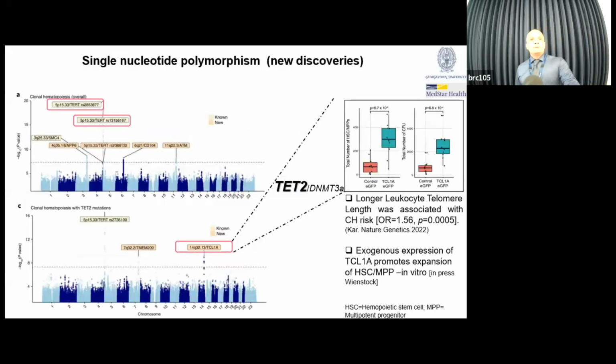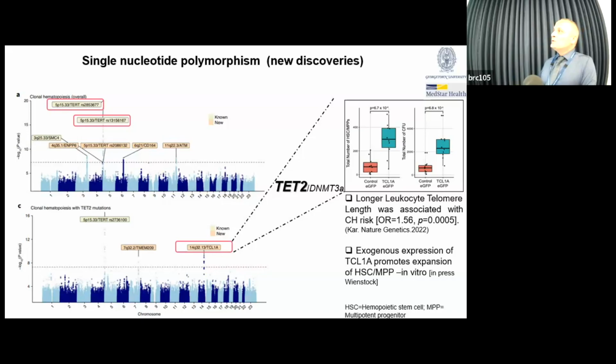SNPs are predispositions that can be inherited through parents. You can see most recently the 5q15 predisposition for TERT, right? It predisposes to clonal hematopoiesis. It leads to longer leukocyte telomere length, and this is associated with a high risk of clonal hematopoiesis. Another important recent discovery is 14q32.2. It can predispose to clonal hematopoiesis driven by TET2 or DNMT3A, depending on the allele that is mutated. So this is extremely important.